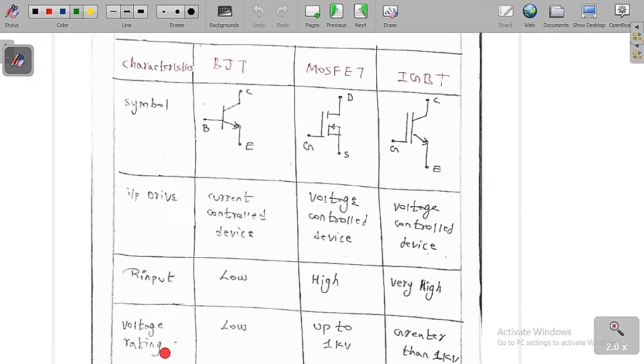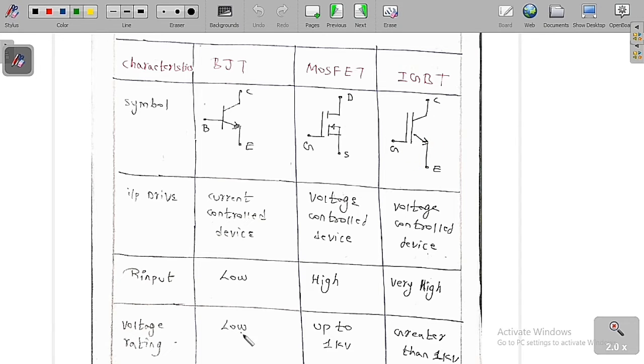Now we will see the voltage rating. The voltage rating of BJT is very low, whereas MOSFET is only up to 1 kV, and for IGBT the voltage rating is higher, which is 1 kilovolt and above. I've already told you the IGBT input characteristics are similar to MOSFET and the output characteristics are similar to BJT. So the input resistance of IGBT is very high when compared to MOSFET. Similarly, the on-state voltage drop is much lesser when compared to BJT. So with the low on-state voltage drop, it is available with a huge amount of voltage ratings.